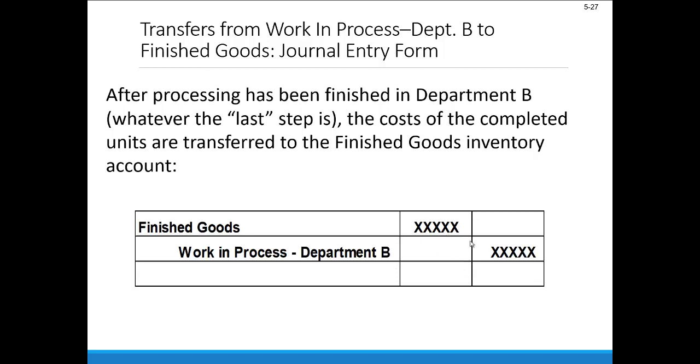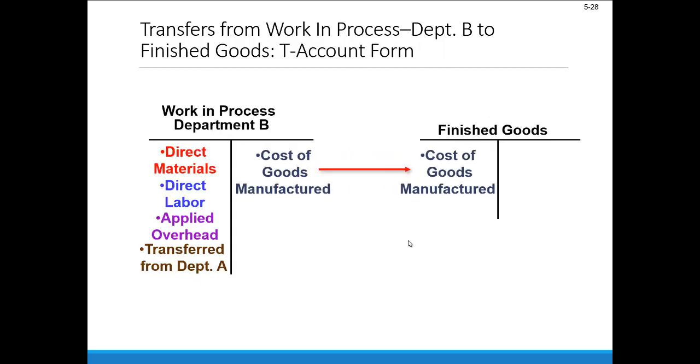Again, we're saying the flow of cost roughly mirrors that flow of physical goods. So these things are now done in department B. Department B was the last stop. Now they move on to finished goods where they can be sold. And we'd see that in the T accounts as well. Remember, any movement from work in process to finished goods like this represents cost of goods manufactured or finished for that particular period.